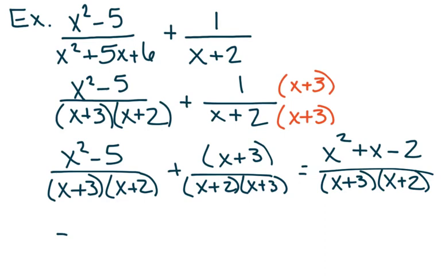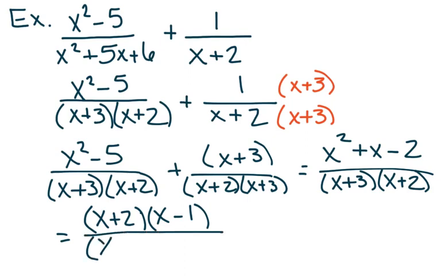And you actually can. If I factor that top, I need two numbers that multiply to give me a negative 2, but add to give me 1. So I got positive 2 and negative 1. And then on the bottom, I have x plus 3 and x plus 2. And what you're looking for is anything that they have in common. So they both have an x plus 2.